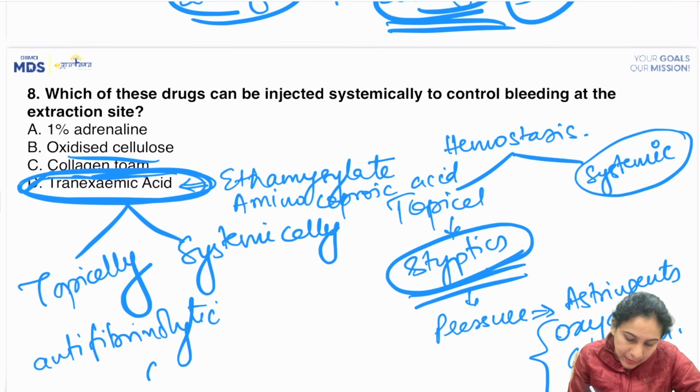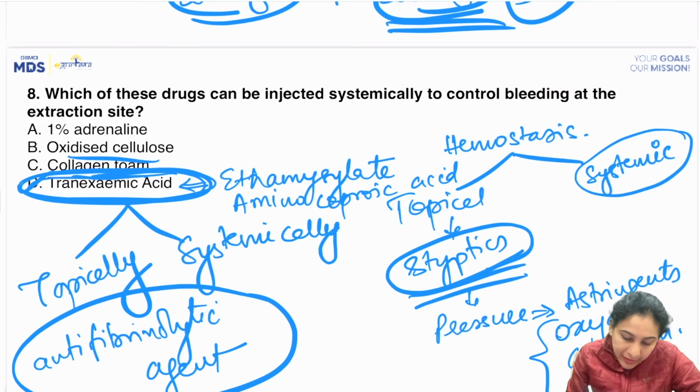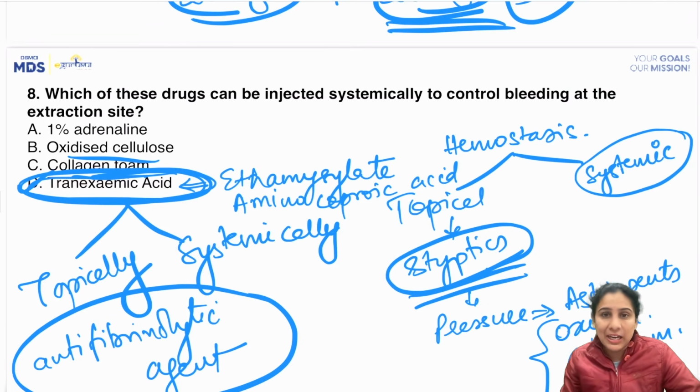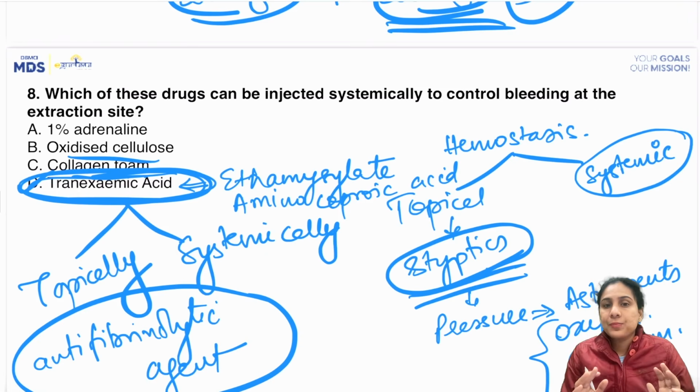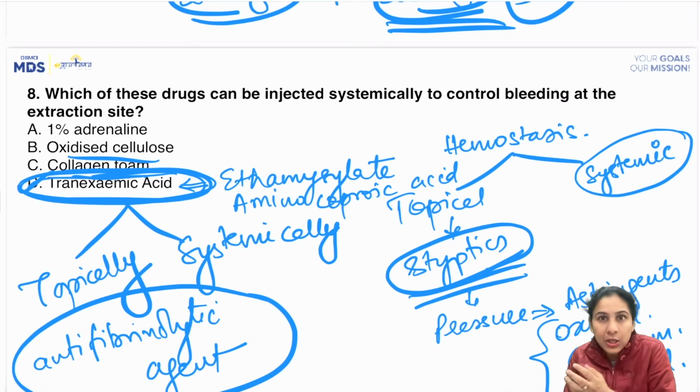Antifibrinolytic agent. What does it mean? It will prevent fibrinolysis. It will prevent the lysis of the fibrin clot that is formed at the site. Whatever is the reason for loss of clot, or the reason for bleeding, it will prevent that. So it's an antifibrinolytic agent. You can empty it onto a gauze and put it at the site.